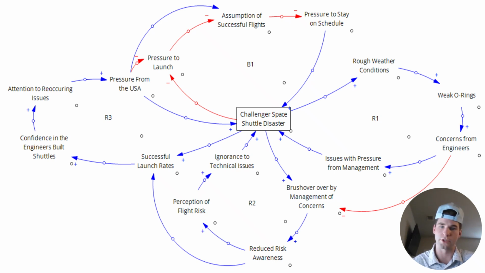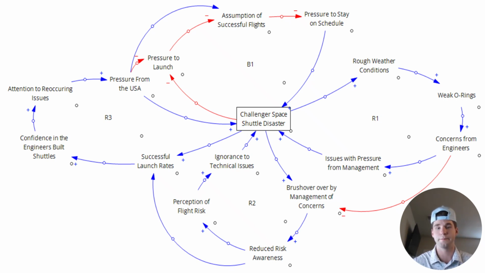It also goes to issues with pressures from management, because management was pressuring all the engineers and technicians to get this built and stay on schedule, and they over-pushed them to a point where they just did what they could at the time to get this shuttle ready for a flight. And as we all know, it went back to the space shuttle disaster.